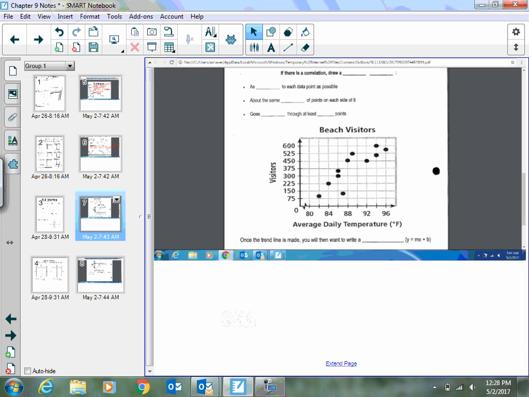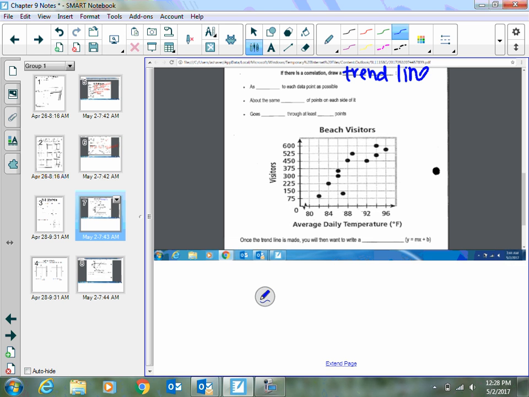Trend line. Okay, trend line. If there is a correlation, so if you're saying it has positive correlation or negative correlation, you can draw what we call a trend line. So if there is a correlation, you will draw a trend line. Another word they use for this is line of best fit. Line of best fit and trend line are the same thing.